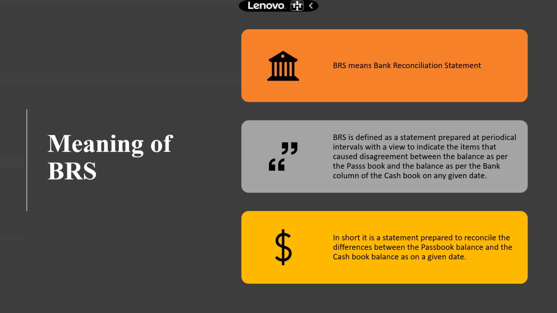So first, what is the BRS? The term BRS stands for Bank Reconciliation Statement. Just look at the definition given here first. BRS is defined as a statement prepared at periodical intervals with a view to indicate the items that caused disagreement between the balance as per the passbook and the balance as per the bank column of the cash book on any given date. Right? So this is the definition given.